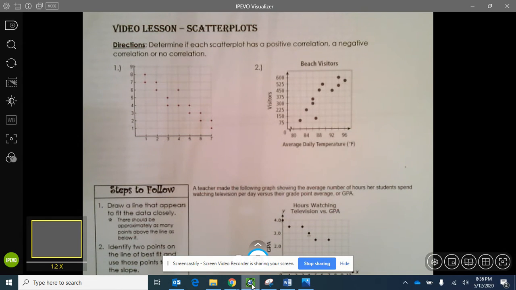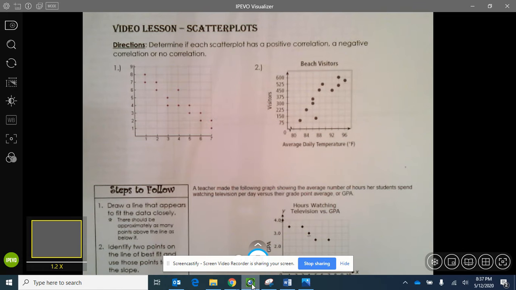So in the past couple slides, you've been introduced to scatterplots, and scatterplots are used to show the relationship between two variables, the variables that are on the x and y axis. And for these graphs, they're called scatterplots because all the points are scattered. So when we're taking a look at scatterplots, we are looking for a trend in the data.